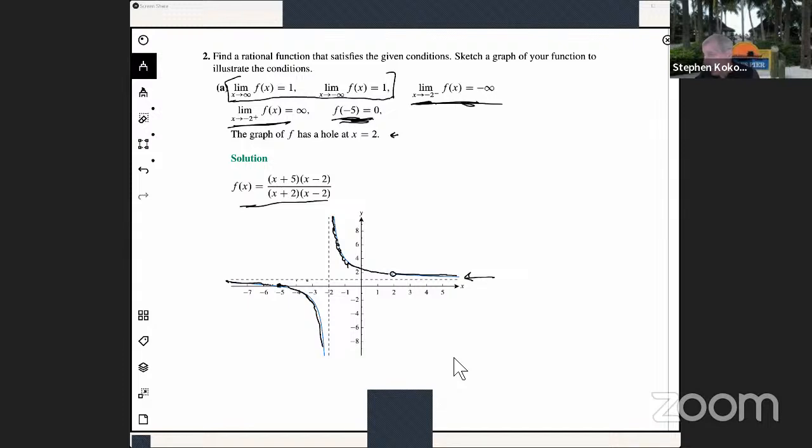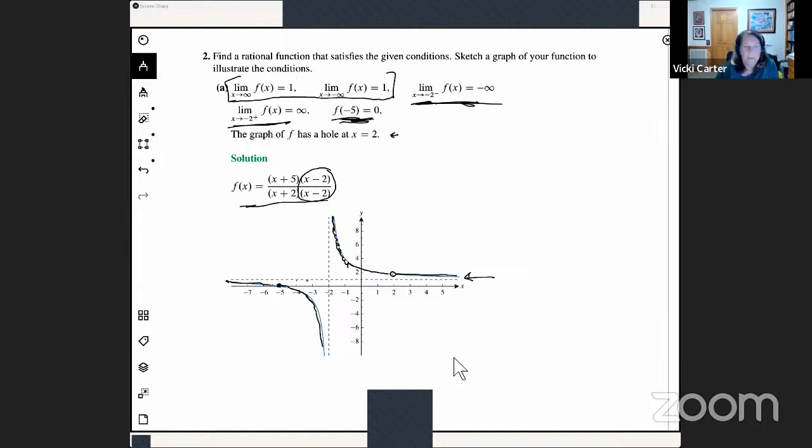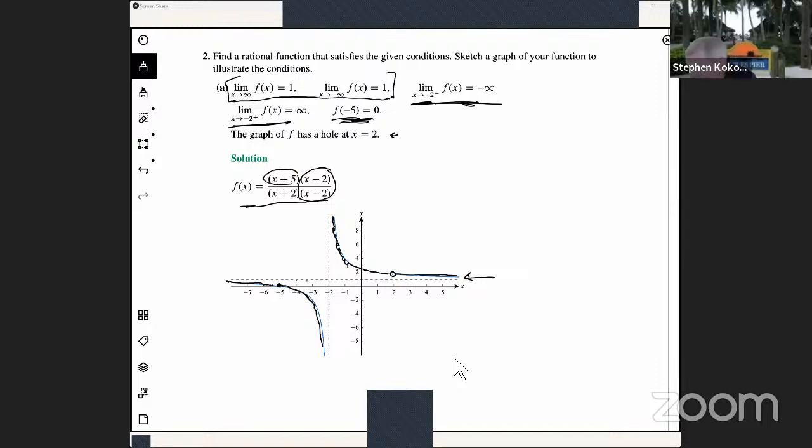Well, let's see. Since there's a hole at x=2, I want to be able to cancel out those factors. So minimalistically, I have an x-2 in the numerator and an x-2 in the denominator. I know that at -5, I have a 0, so I need a +5 in the numerator. I know I have a vertical asymptote at -2, and I know that it goes off to plus infinity on one side, minus infinity on the other. I'm going to put that x+2 to the first power, an odd power, down there.